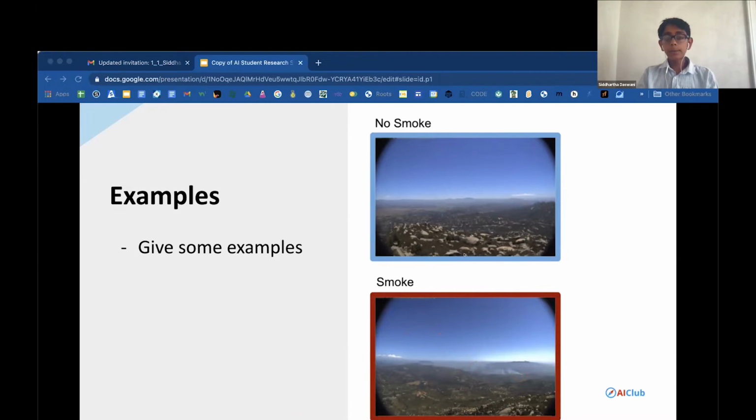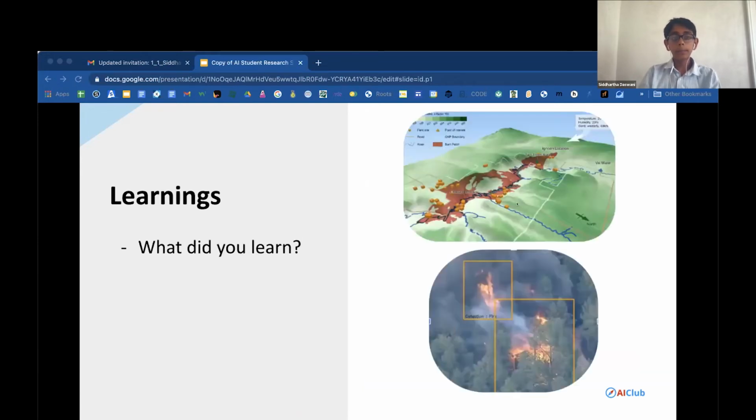So my AI was able to detect the smoke or no smoke in the images, even with difficulties such as clouds that may be confused as smoke to the human eye.